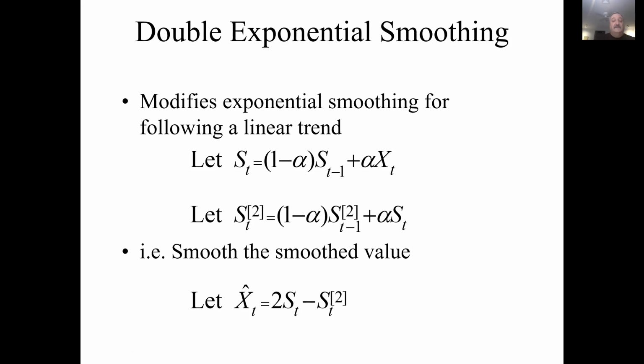Now what I can do is double smoothing, where I take the column of these s of t's, not the x but the s, and I treat that column with exponential smoothing again. So I smooth the smooth. My second order smoothing is equal to alpha times my first order smoothing value plus 1 minus alpha times the previous second order smoothing value.